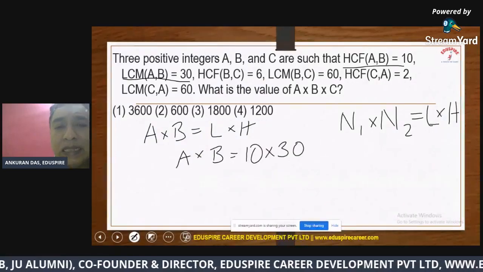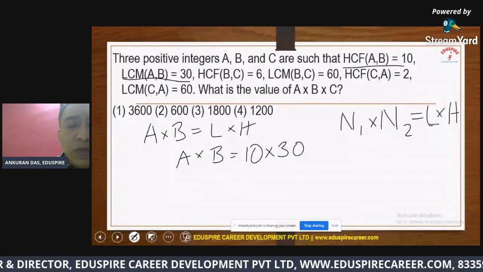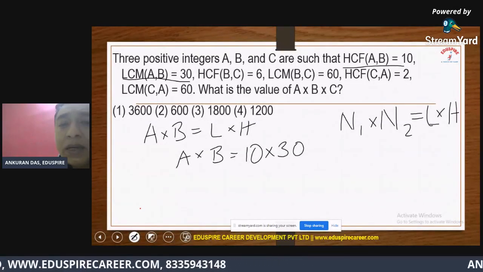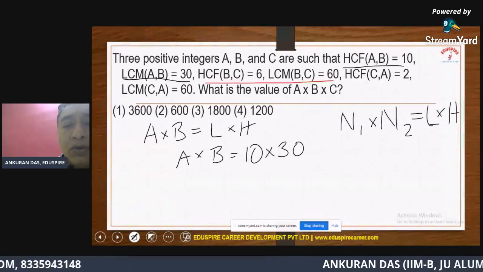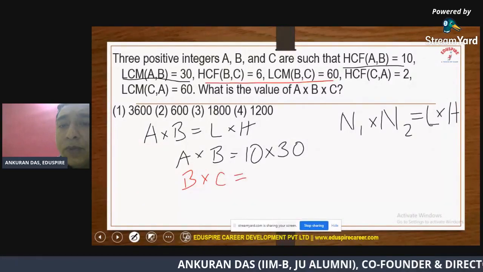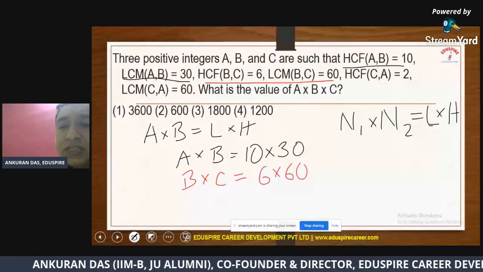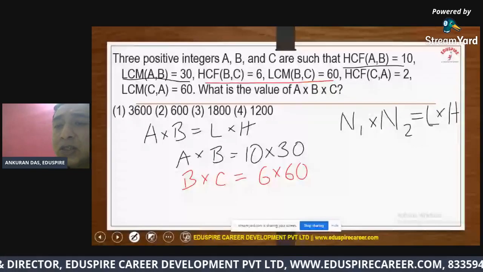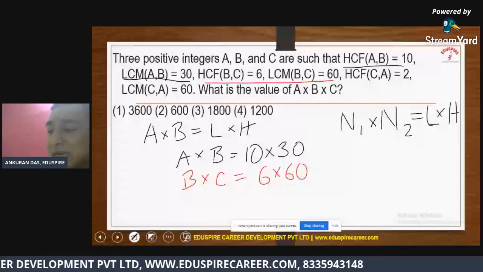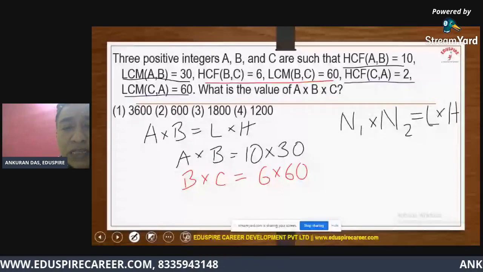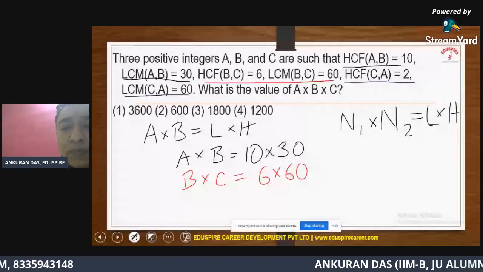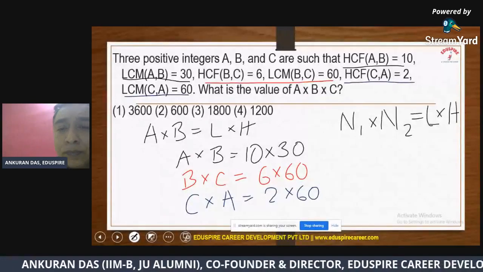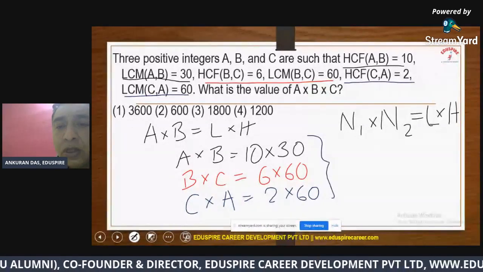In the same way, from the next two information, if you see for B and C, I can definitely say B into C will be equal to 6 into 60. If I consider the next one, which is HCF of CA and LCM of CA, we can say C into A will be equal to 2 into 60. Now you see, if I combine all these three, what do we get?